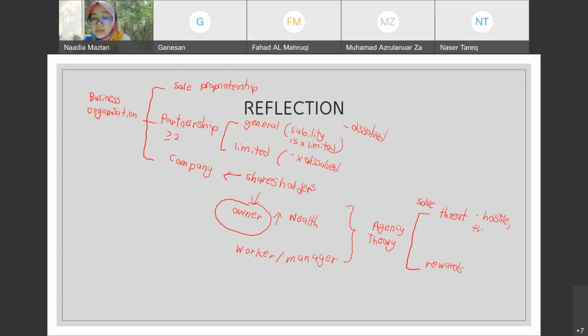Threat means that we take a hostile takeover, or we threaten to fire, and so on. Maybe not giving any holidays, or withholding your holidays.